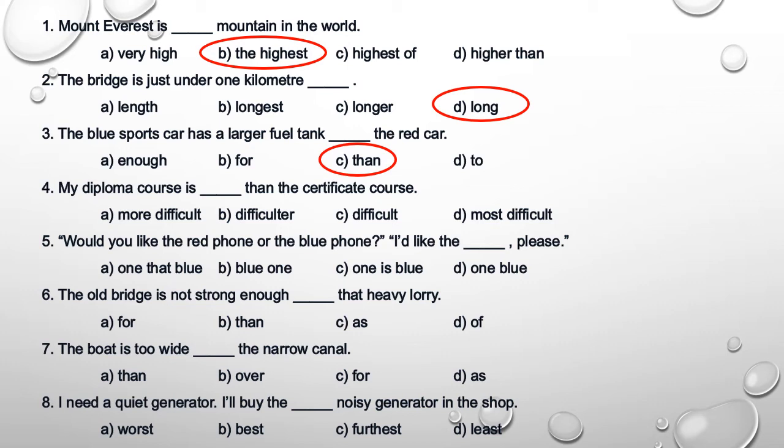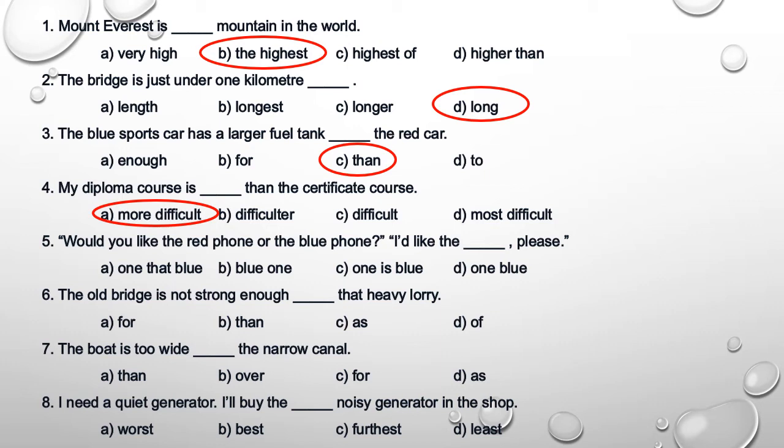Number 4, my diploma course is than the certificate course. Now this sentence compares 2 things to each other. So what's the correct answer? Exactly. It's more difficult, because difficult is a long word and we compare one thing to another. We can't say difficulter and we can't say most difficult. So we say more difficult than.